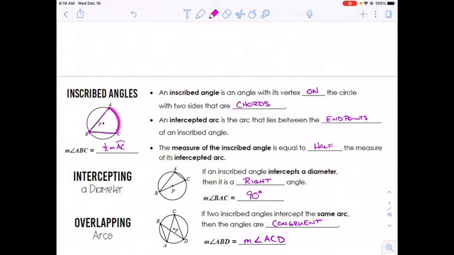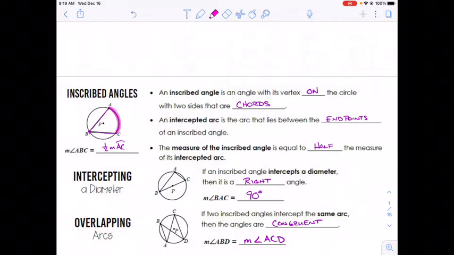So the measure of this angle is equal to half the measure of its intercepted arc. Whatever the measure of the arc is, the angle down at the bottom, ABC, will be half of that. Which gives us our formula here: the measure of angle ABC, and the M stands for measure, is equal to 1/2 the measure of arc AC. So if the arc is 80 degrees, then the angle is 40 degrees.